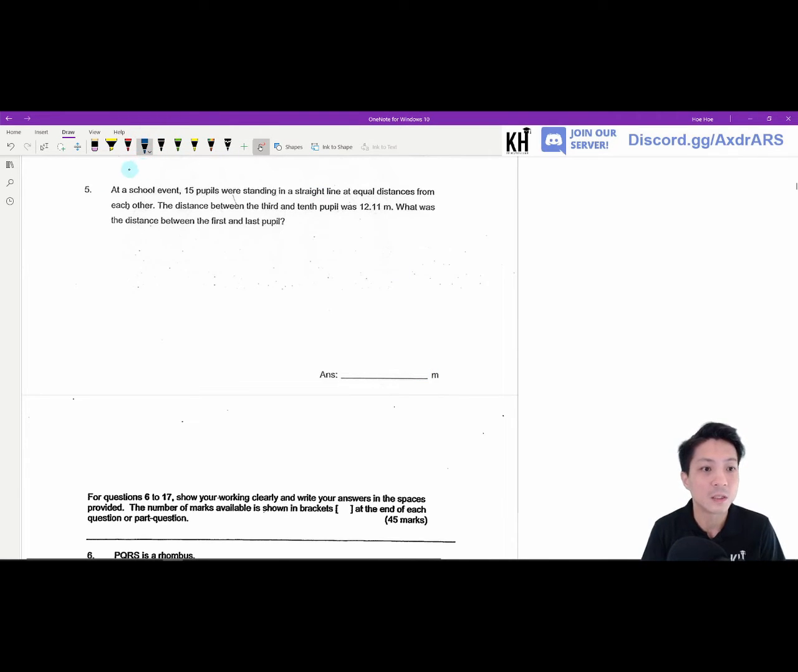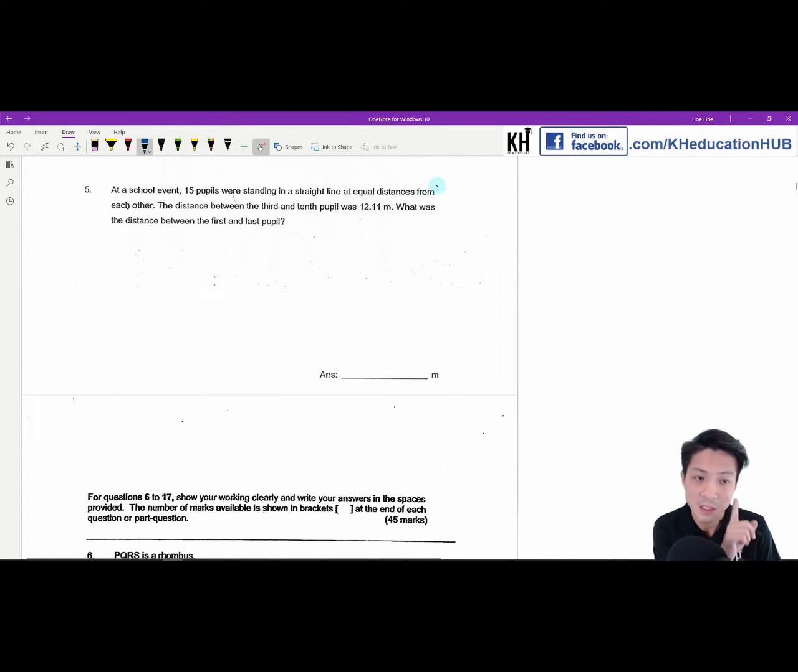Question 5. At a school event, 15 pupils were standing in a straight line at equal distances from each other. The distance between the third and the 10th pupil was 12.11 meter. What was the distance between the first and last pupil?